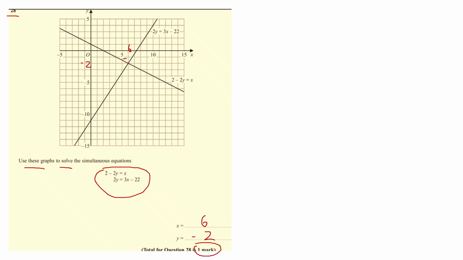So where do the two lines intersect? Where do they cross each other on the graph? They cross each other there. That is where they intersect or intercept, or cross each other.